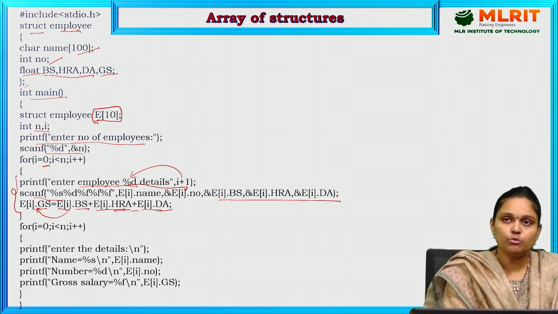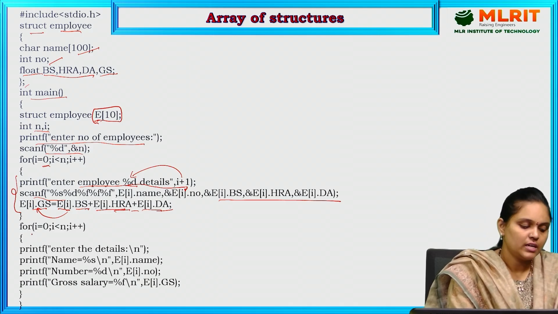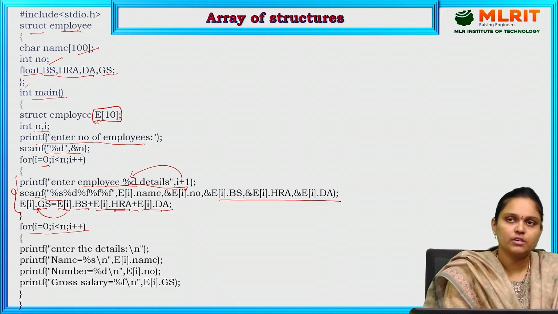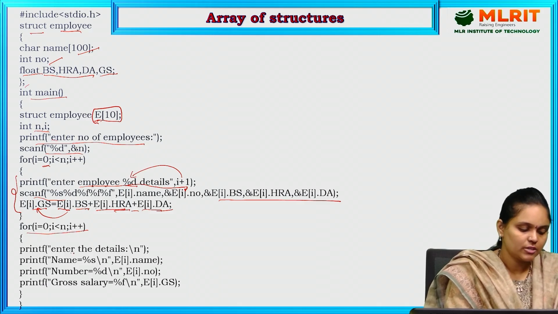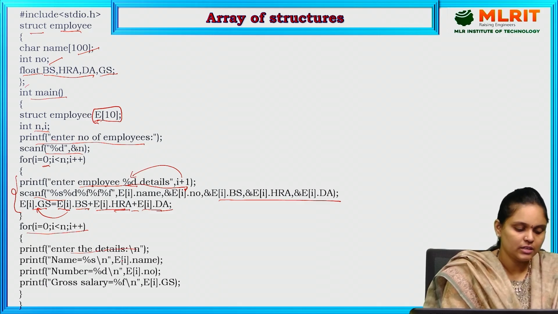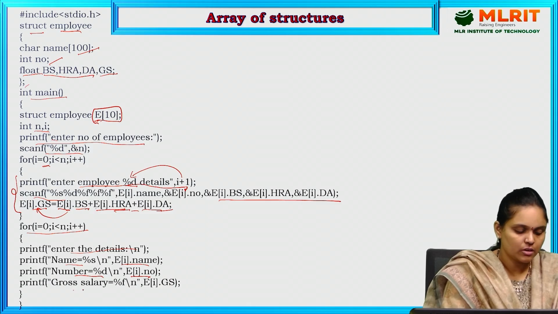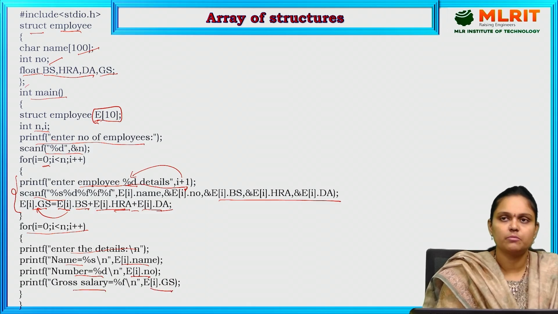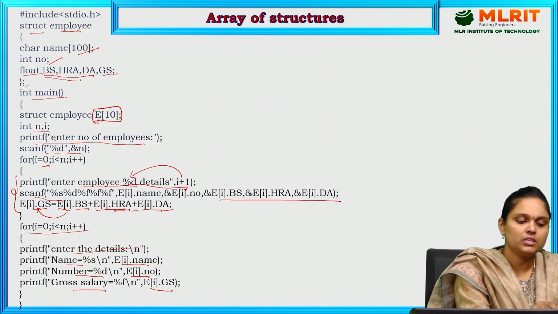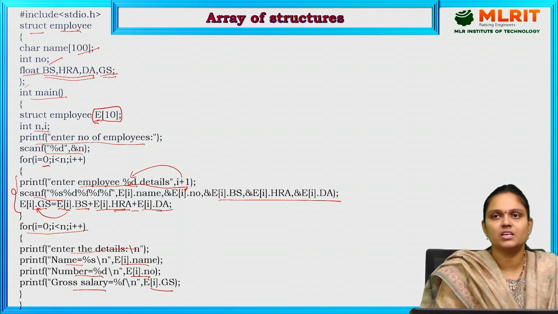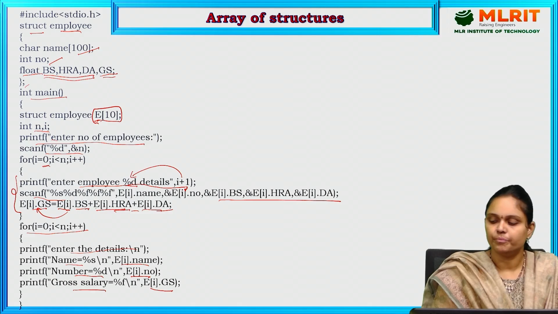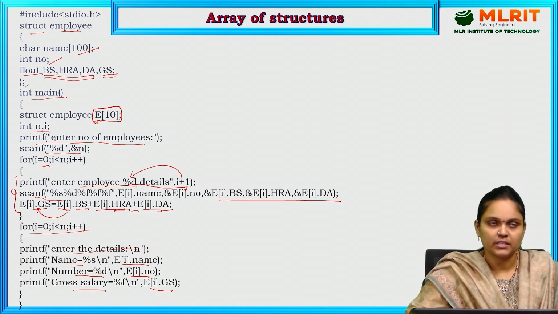Then we need to print the gross salary. For the n employees we use a for loop, and here we print the employee name, the employee ID, and the gross salary. The gross salary we print using E of i dot GS. We read all these values, and finally we print the gross salary of that particular employee. We will check it practically.